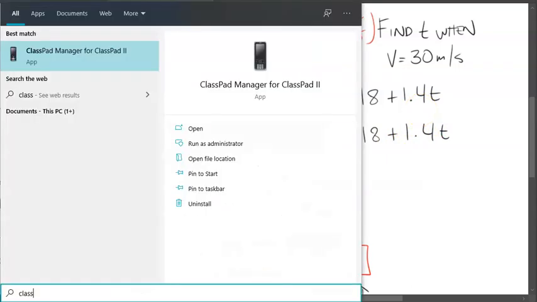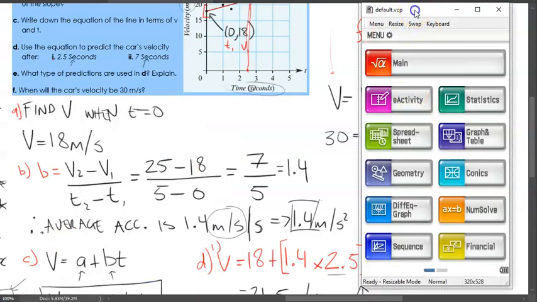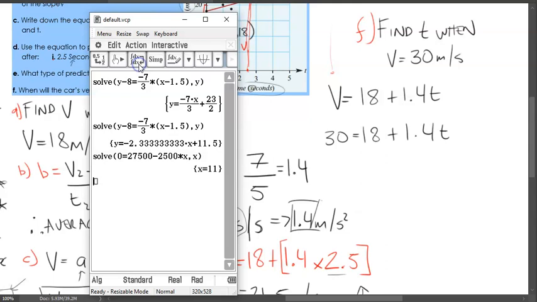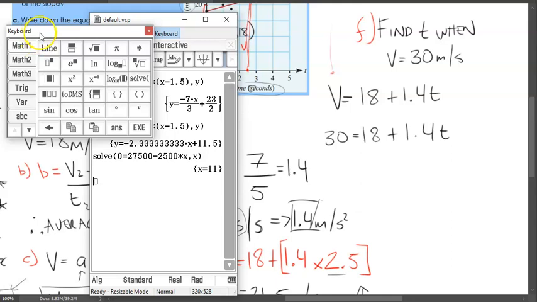I'm going to grab my ClassPad. I'll move this across. Go to Main. And we're going to use the solve function. Remember, keyboard, Math1, solve right here. We're going to type in the actual equation itself right here: 30 is equal to 18 plus 1.4 times, we can just use x on your keyboard. You can just use x as long as you answer in the context of t, comma, and what are we solving for? We're solving for x. So remember the comma and the x, close the bracket. Your answer is 60 over 7.